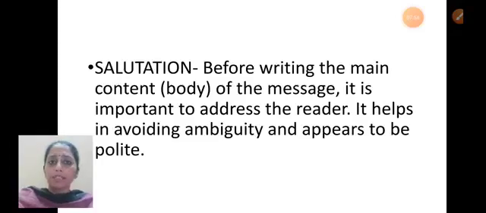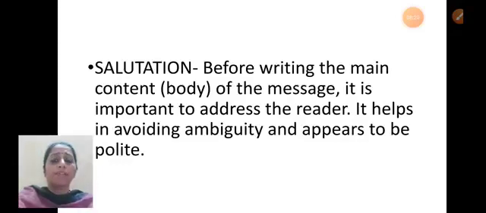If it's for your brother, you will mention his name. If it's for your sister, you will mention her name. So it's very important for the reader to know that this particular message is addressed to him or her. It helps in avoiding ambiguity. It will not leave the reader puzzled. There will be no vagueness.